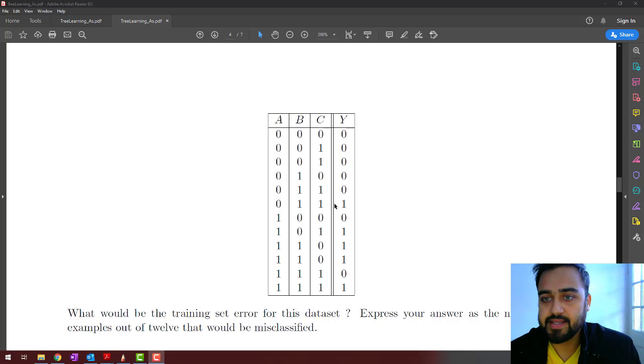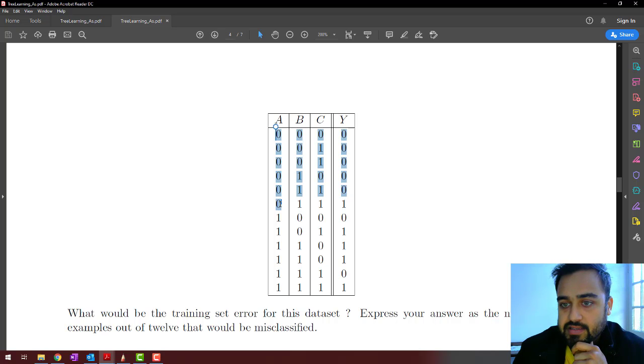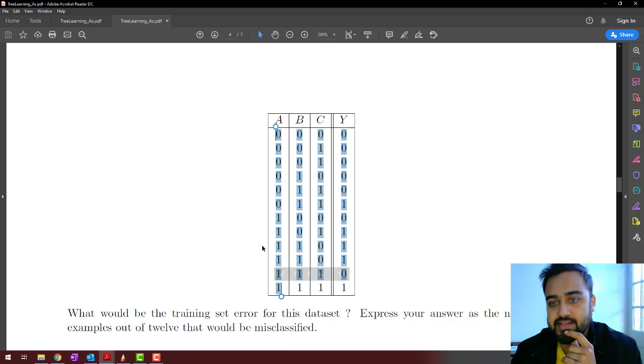The third question is basically, you have three attributes A, B, C and a classifying class Y, and it is asking you what would be the training set error of this data set. And they want an answer in the number of examples out of 12 that would be misclassified. So you see these are 12 samples.